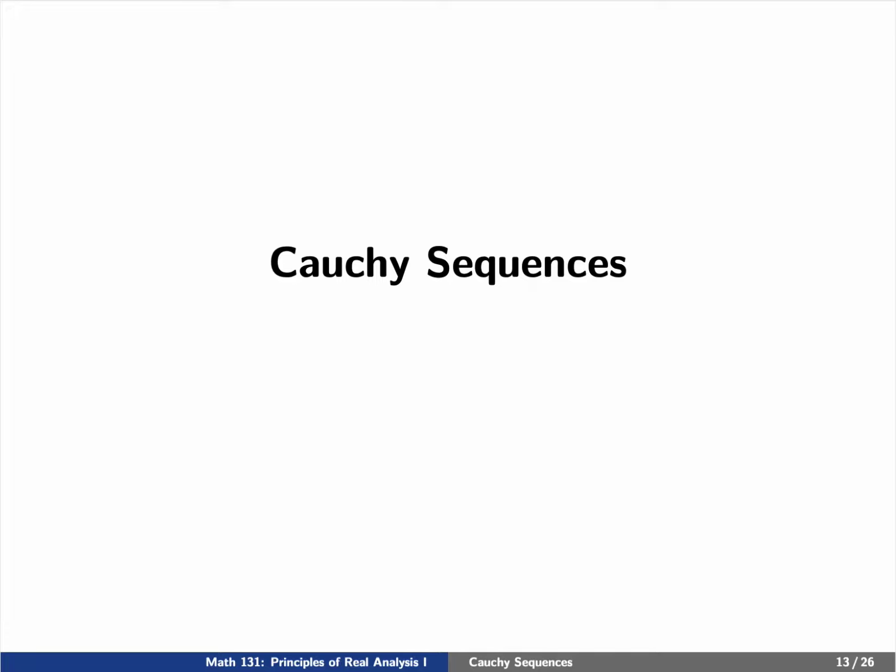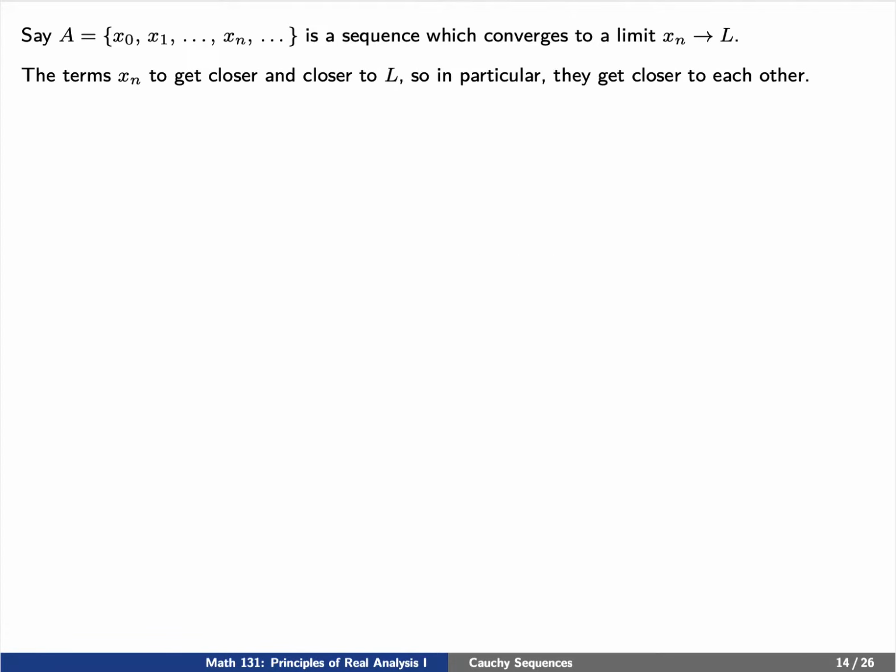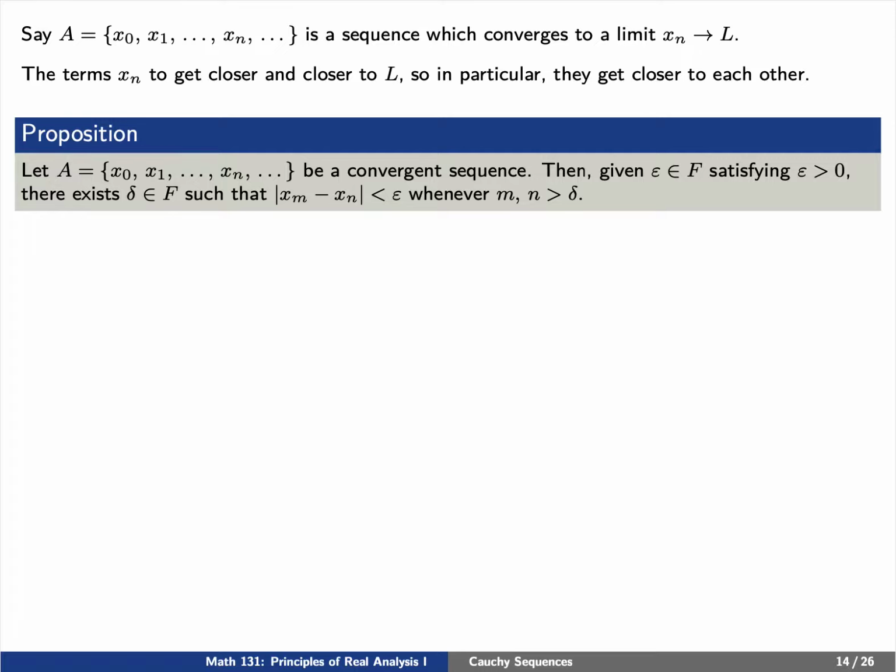Using all of this, today let's discuss Cauchy sequences. Here's the idea. Let's say that A is a sequence which converges to a limit L. The idea is that the terms x sub n get closer and closer to L, so in particular, they must get closer to each other. Here's how we can make this rigorous. Say that A is indeed a convergent sequence.